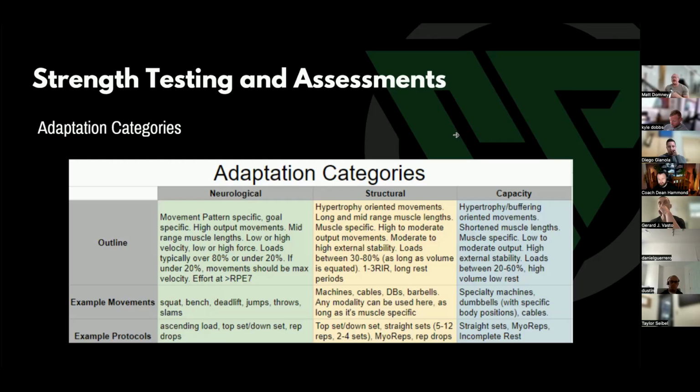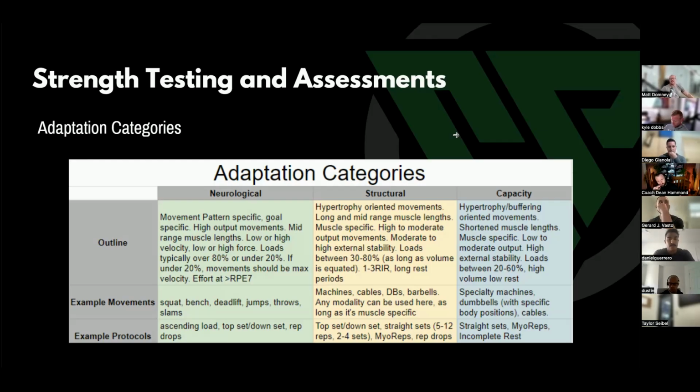So I'm going to break down my adaptation categories into the 3 that you see on the screen now, which are neurological adaptations, structural adaptations, and capacity adaptations. If we're looking at what those 3 things mean, neurological adaptations are going to be things that I'm using to train the nervous system more so than the muscular system, right?